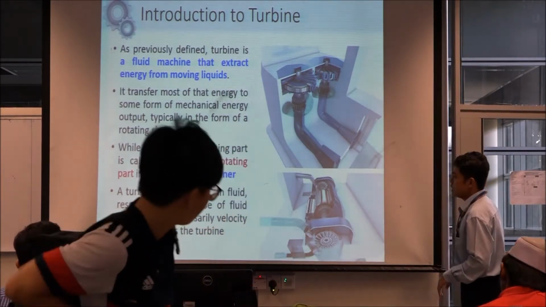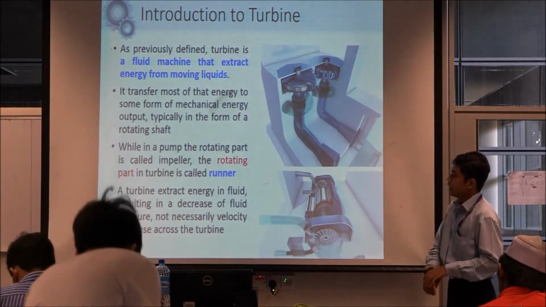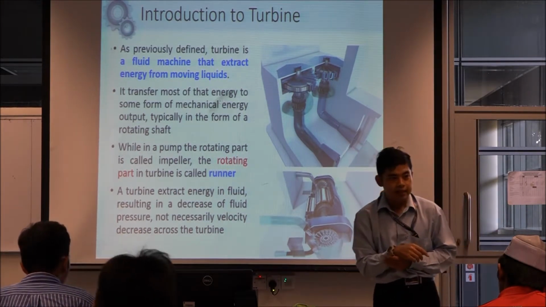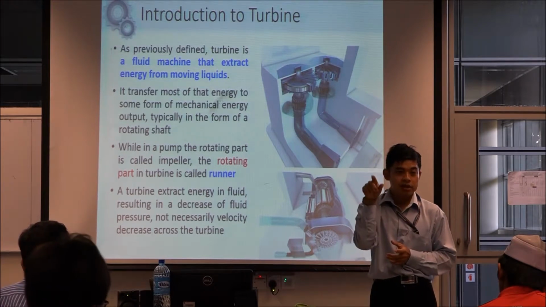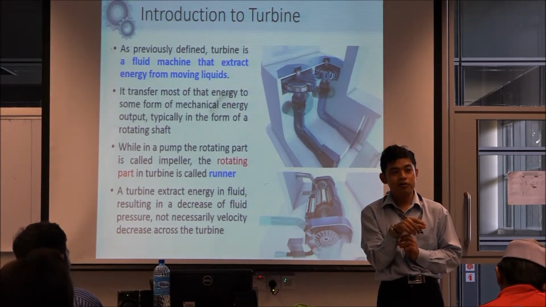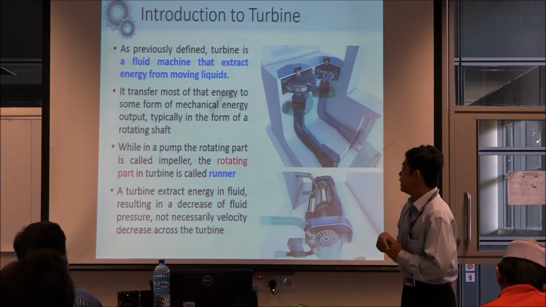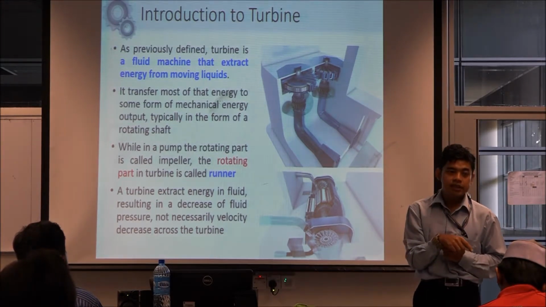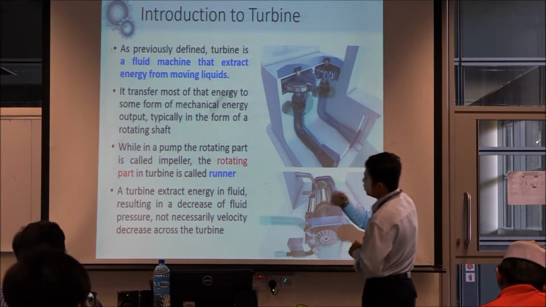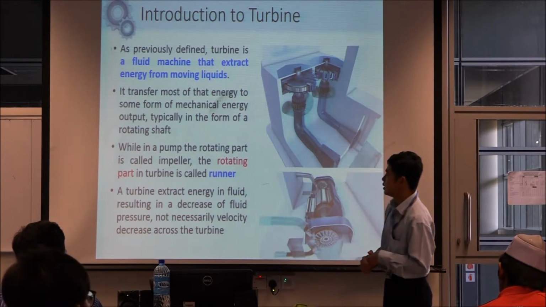The other thing is, in the pump, the blade is called impeller. Right? The blade is called impeller. In the ship, the blade is called propeller. In the turbine, the blade is called the runner. The one that is rotating, moving. Okay, this is the runner.